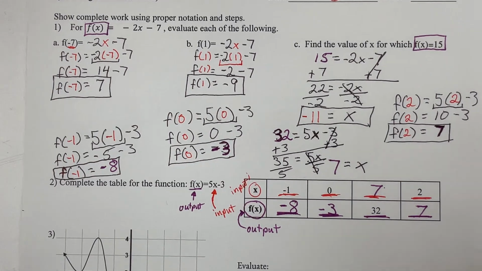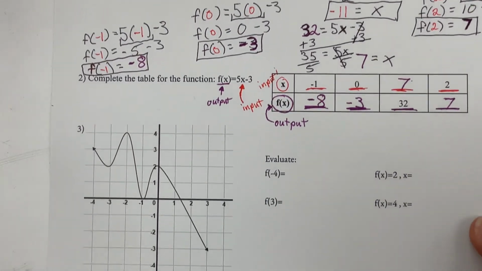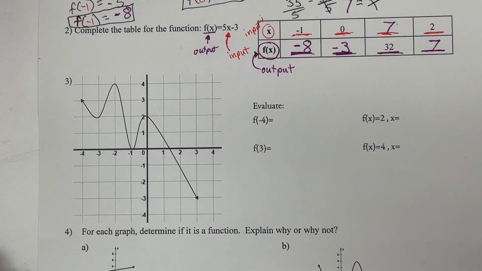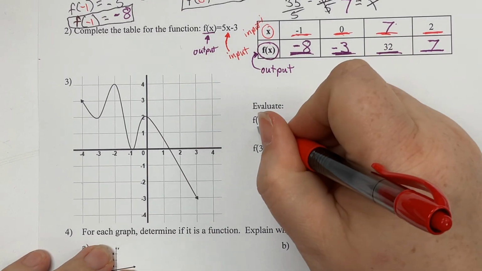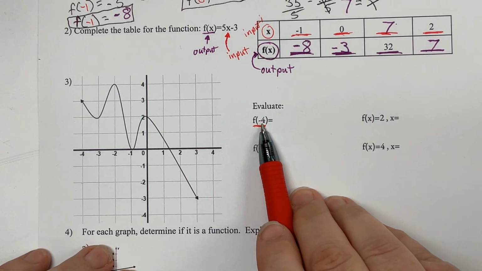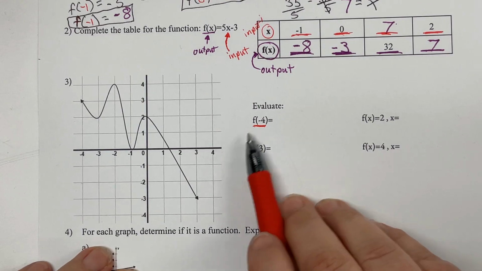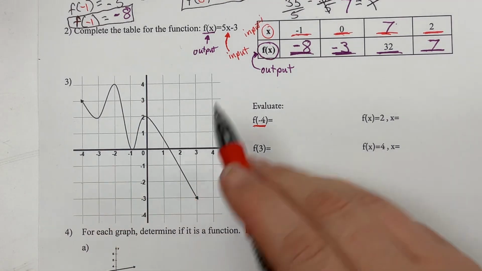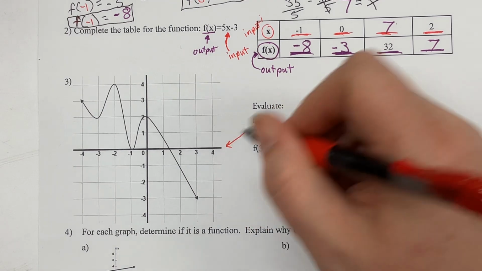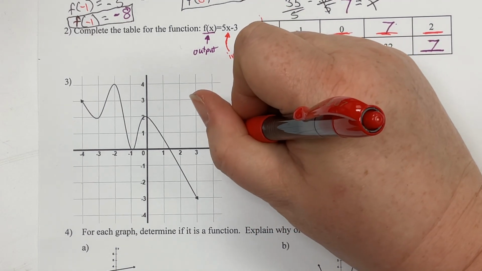Okay, let's go on to the next one. Guys, this one is so easy. It looks absolutely terrifying, but it's not, I promise. So let's look at each one of these. Okay, I'm gonna start with f is -4. So when I'm given my input like this, then that means I'm gonna look along this line. I'm gonna draw a little arrow to remind me to look at the x-axis.